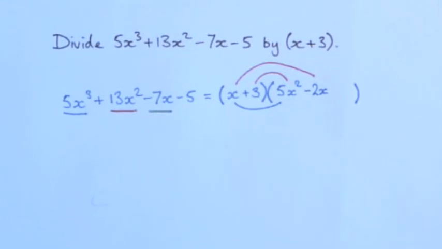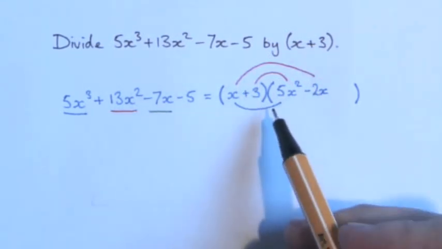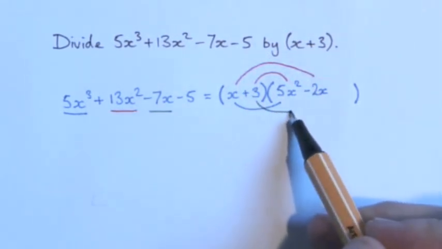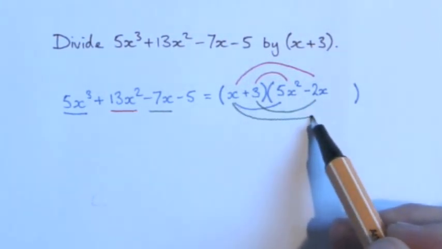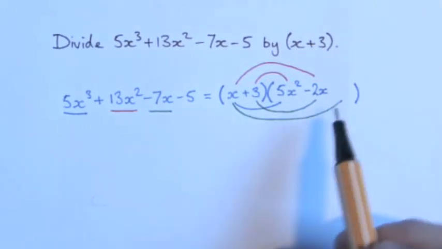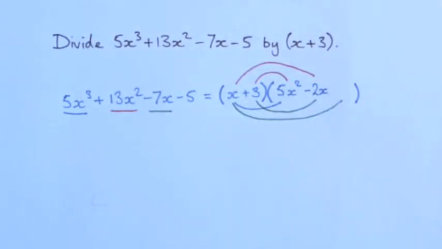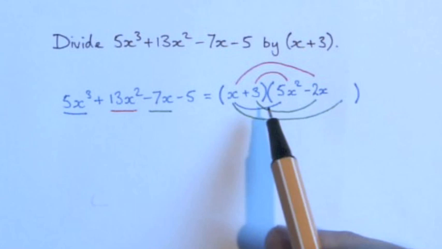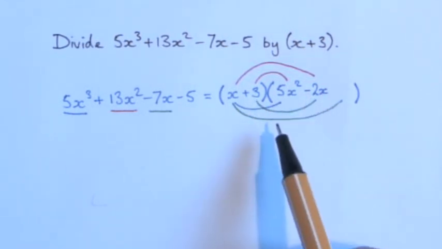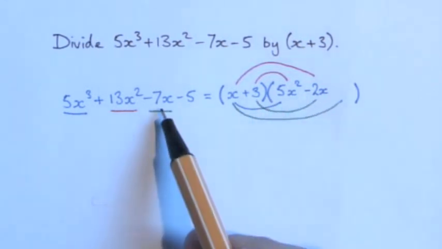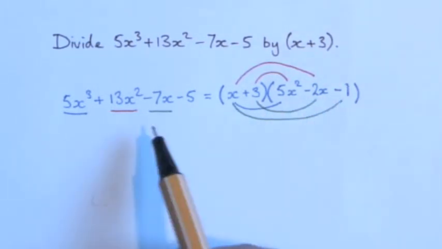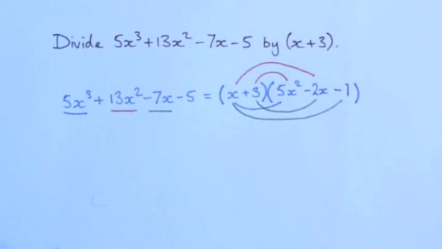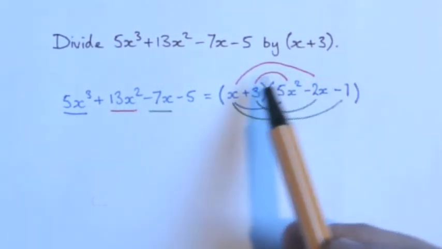Now the next one to check is the minus 7x. Where will the contributions come from for that? I'm going to get 3 times minus 2x, and I'm also going to get x times whatever the constant is in the second bracket. So 3 times minus 2x gives me minus 6x, so I need minus 1 more x to give me my minus 7x. So those first three terms have all been accounted for in these brackets.